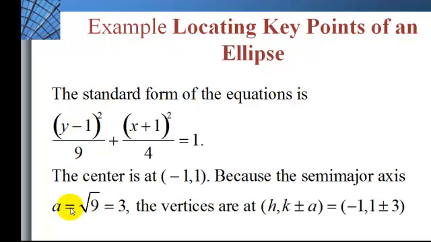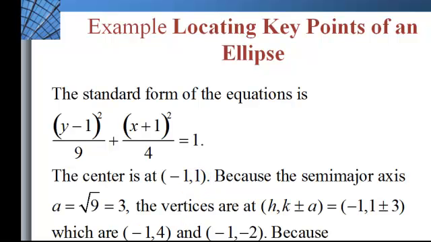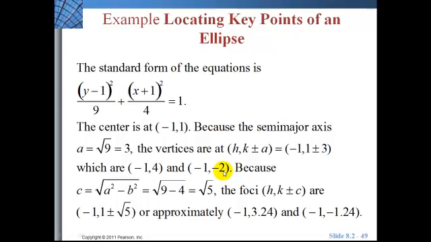The semi-major axis, a squared is 9, so the square root of that is 3. The semi-major axis is 3. So the vertices, it's going up and down, so the x will stay the same at -1. And the y, we want to add and subtract: 1 plus 3 and 1 minus 3. So we get -1, 4, and -1, -2. So we have our a and our b. A is 3, b is 2, and c will be the square root of a squared minus b squared. 9 minus 4 is equal to square root of 5.